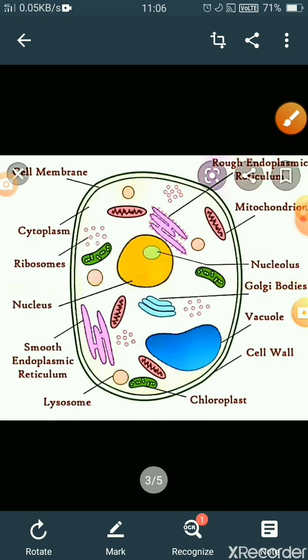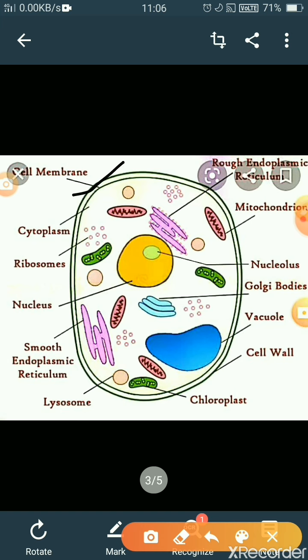So the structure of the cell is what you already know from your earlier classes. The cell has a cell membrane. Membrane means the outer covering, you can see here, in which all the organelles are bound. This cell membrane gives rigidity to the cell and protects the internal structure.